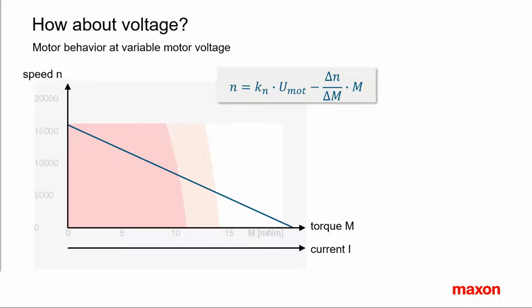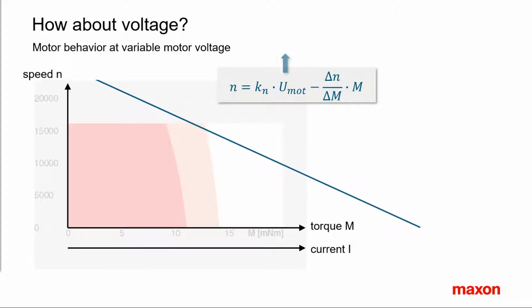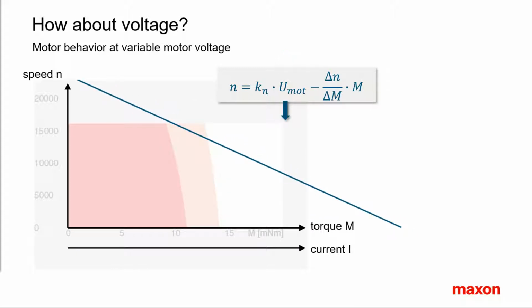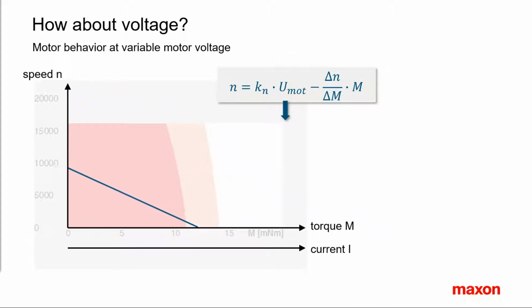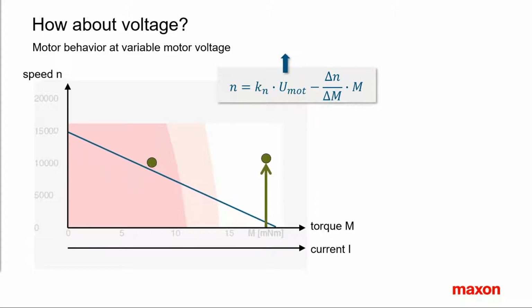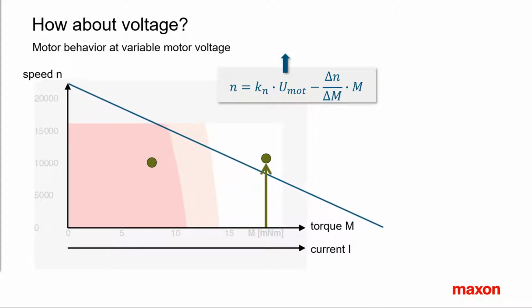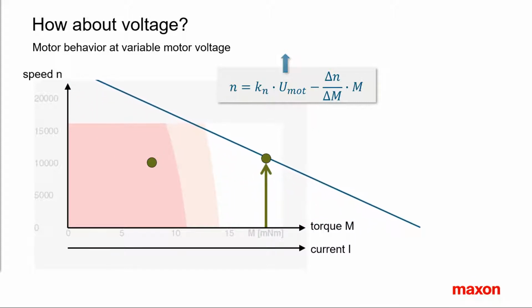What happens if the applied motor voltage changes? From the equation we see that the speed-torque line is shifted in parallel. At higher voltages, the line moves up. At lower voltages, the line moves down. Adjusting the voltage is needed to run the motor at different load operating points: operation at a fixed voltage, increasing the motor voltage for acceleration. These voltage adjustments are typically made by the speed controller.